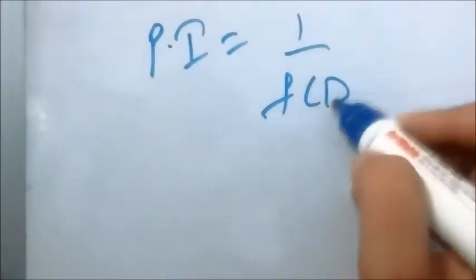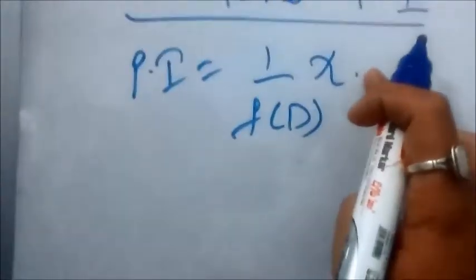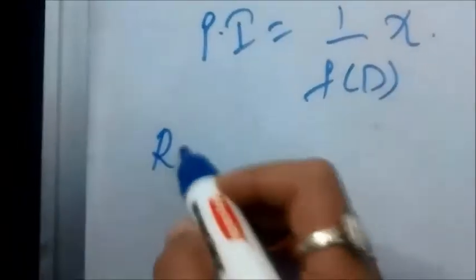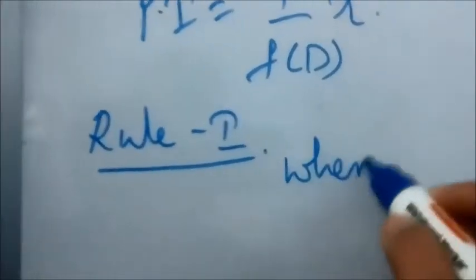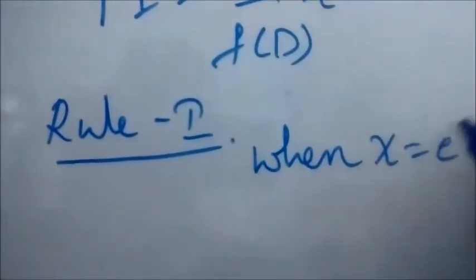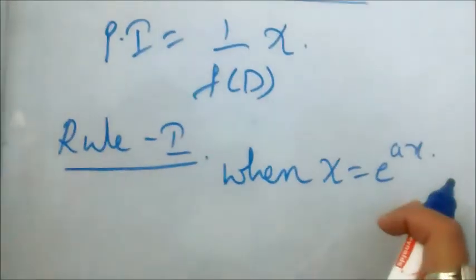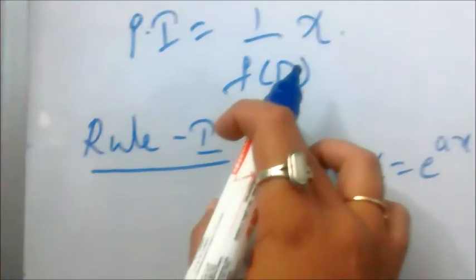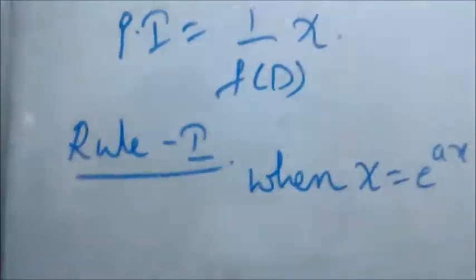P.I. the formula will be P.I. is equal to 1 by f of D into X. Based on this X, we are having five rules for finding the particular integral. The first rule, when X is equal to e power ax, where f(D) will be the polynomial equation in D and X.